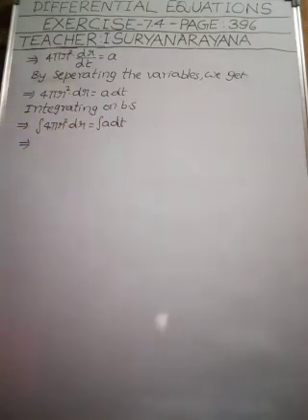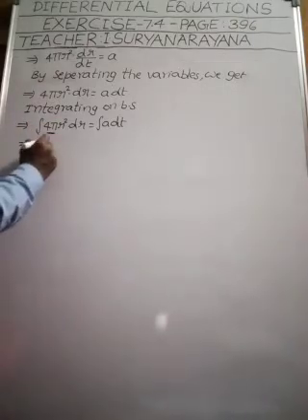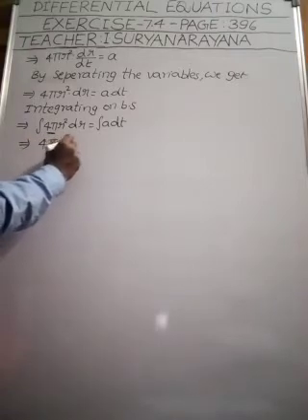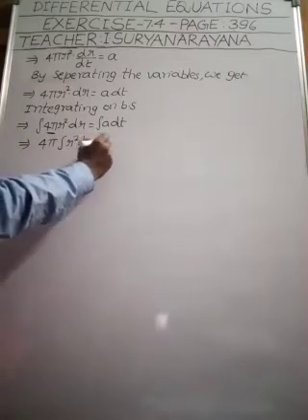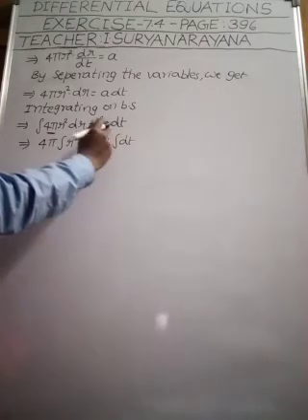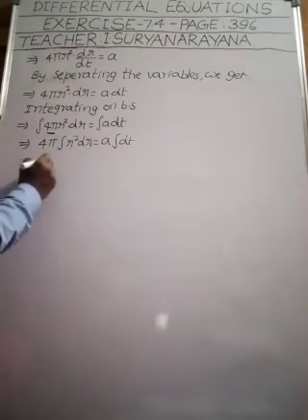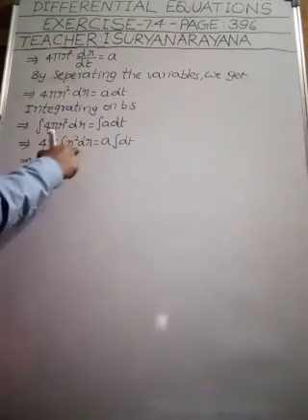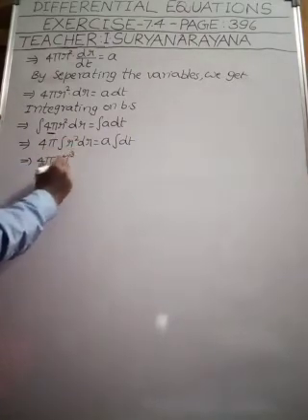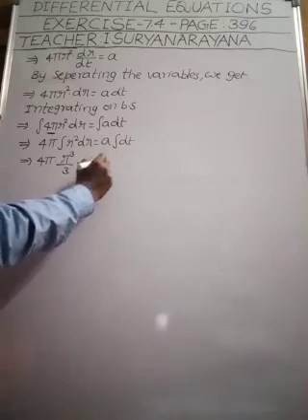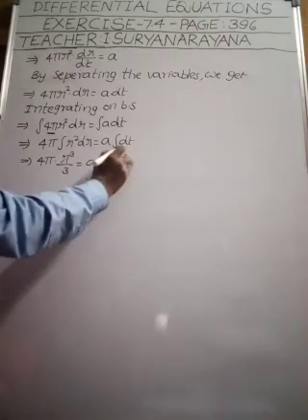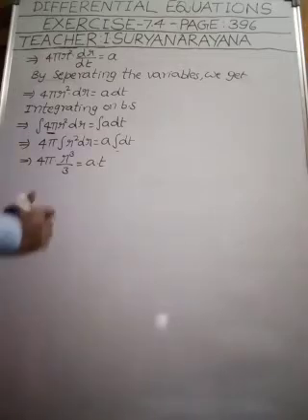Understood this step, my children? Right. Here 4 pi is a numerical coefficient. We can write it outside. 4 pi into integral r square dr is equal to integral A dt. Here also A is a numerical coefficient. That is why we wrote them before the integral sign. Understood this step, my children? Right. This implies 4 pi integral, x power n dx formula, so 4 pi r cube by 3 is equal to A into t. Okay, my children?